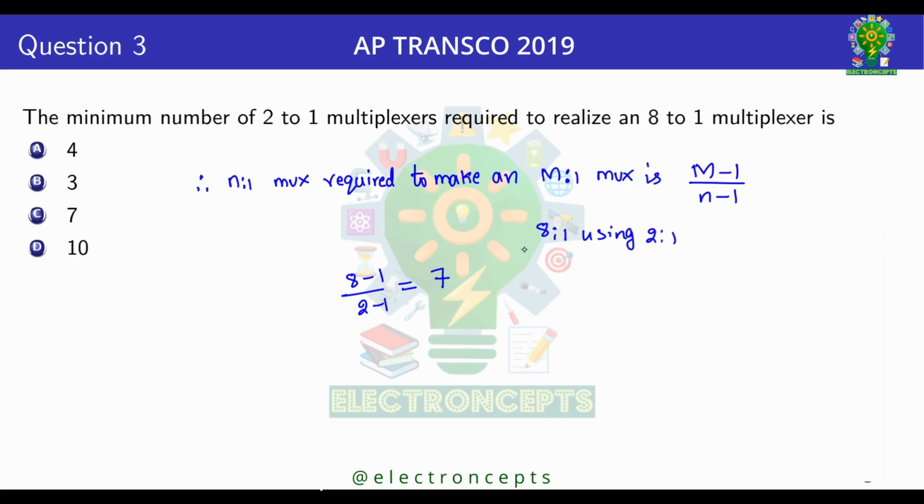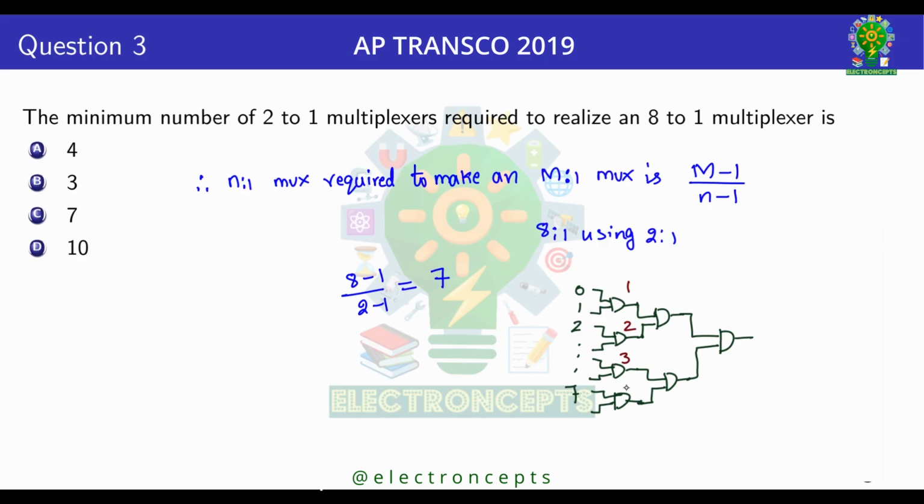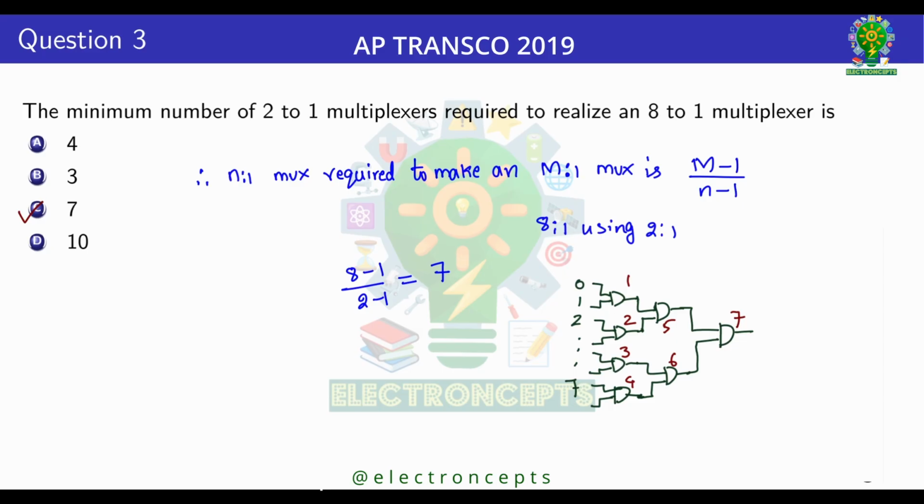If you don't remember the formula, this can be answered by simply taking 8 inputs and converting into one output by using 2:1 multiplexers. This can be done like this. Take 8 inputs, that is 0, 1, 2 and so on until 7. Use only 2:1 multiplexers and try to get the 8:1 multiplexer. This can be done like this. The number of 2:1 multiplexers used here are 1, 2, 3, 4, 5, 6 and 7. Therefore, the total number of 2:1 multiplexers required to realize an 8:1 multiplexer is 7. Option C is correct.